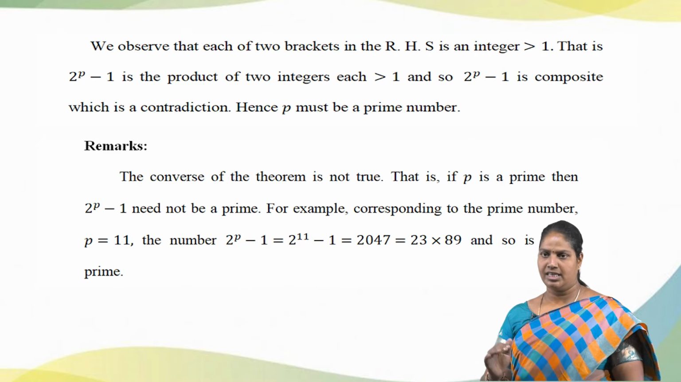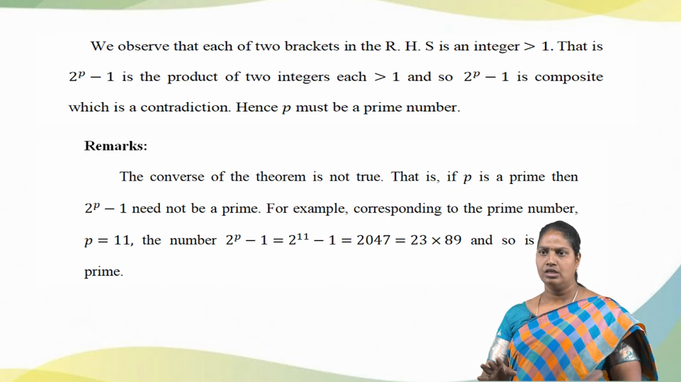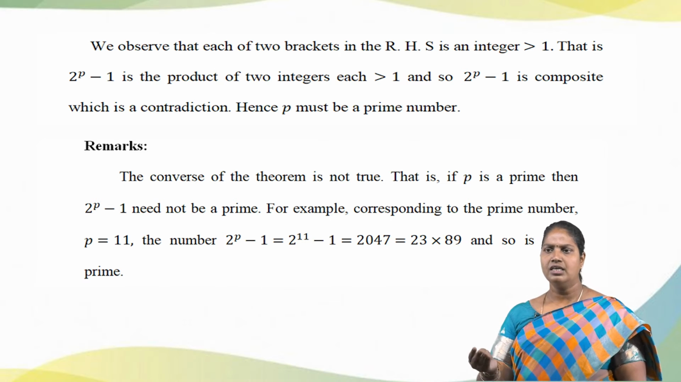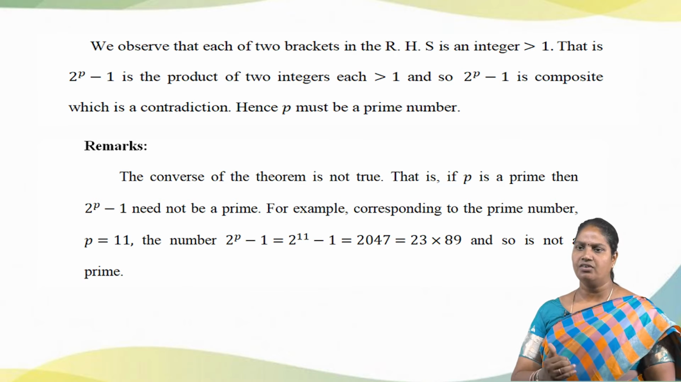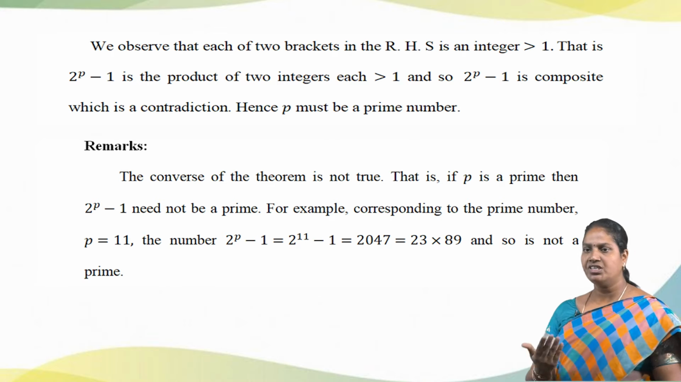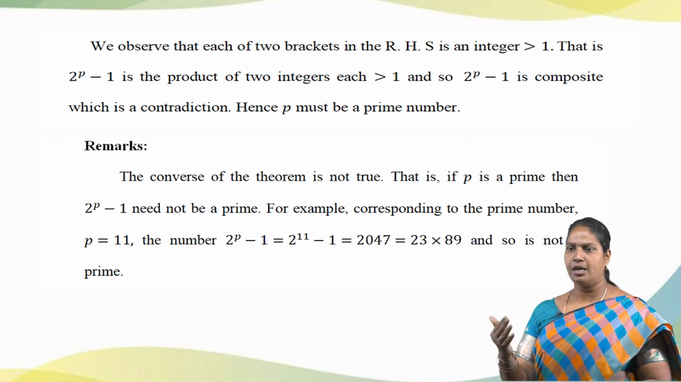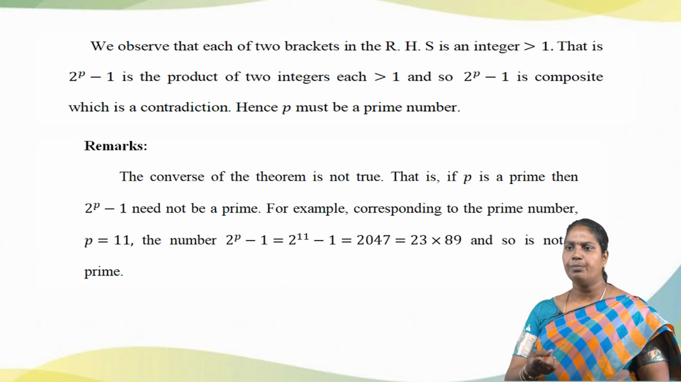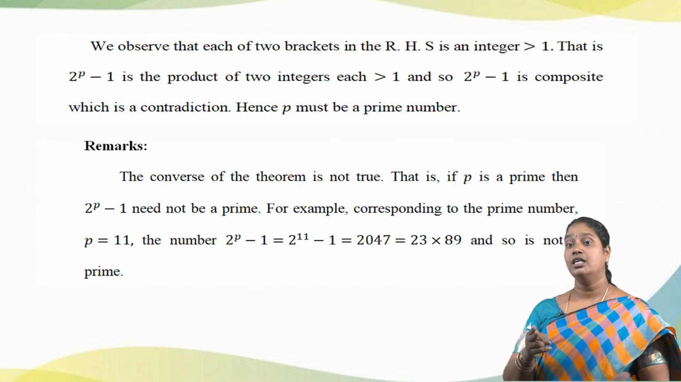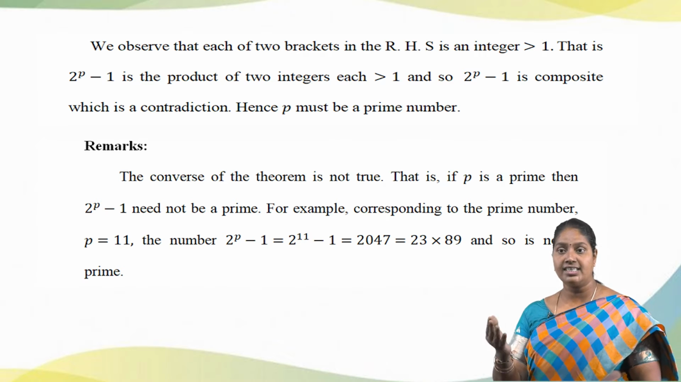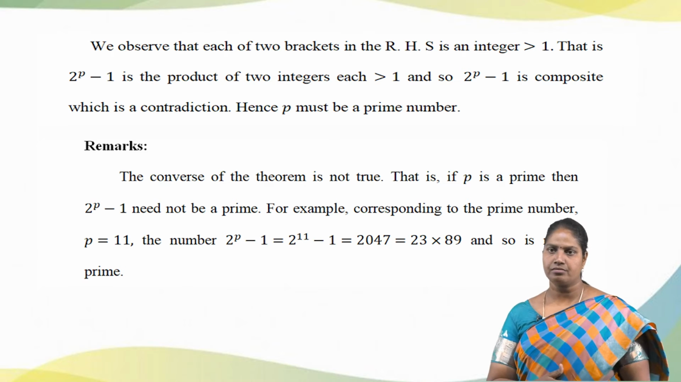But there is a remark that the converse of the theorem is not true. That is, if p is a prime, then 2 power p minus 1 need not be a prime. For example, corresponding to the prime number p equal to 11, the number 2 power 11 minus 1 is equal to 2047. It can be written as the product of two numbers, 23 times 89. So it is a product of two numbers which are less than 2 power 11 minus 1. So they are divisors of 2047 other than 1 and 2047. So it is a composite number, not a prime number.